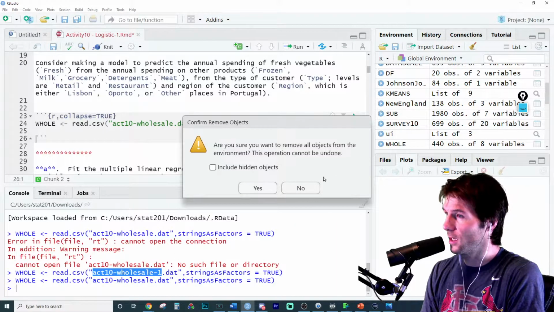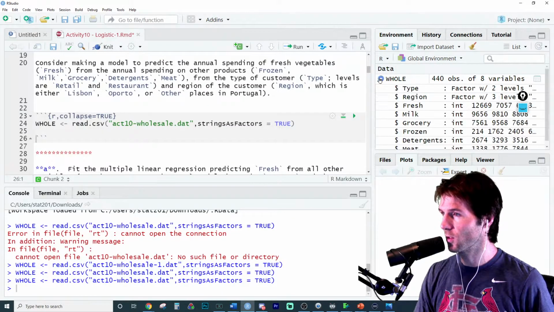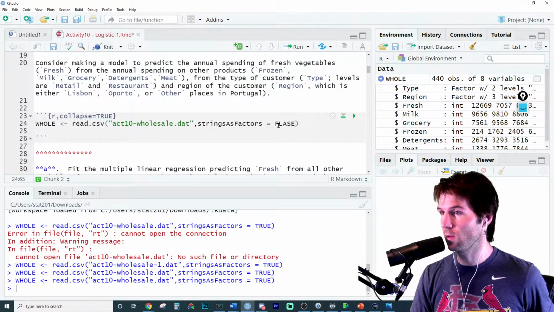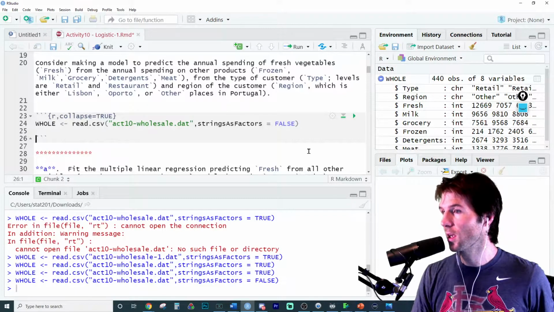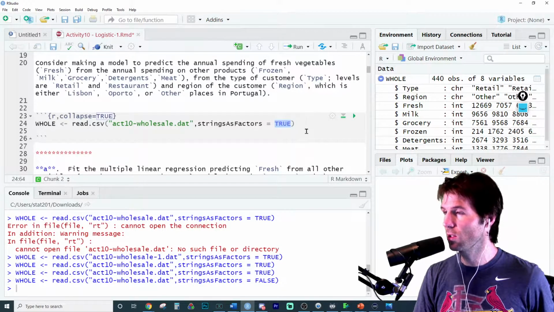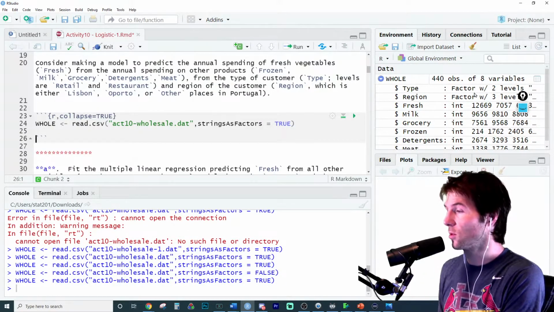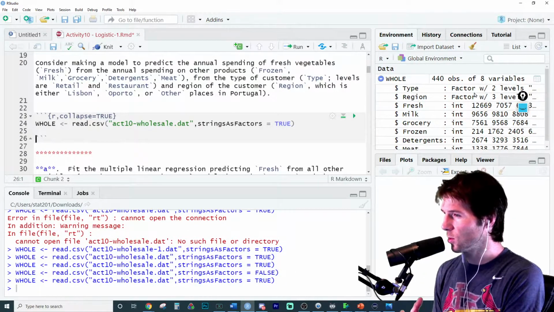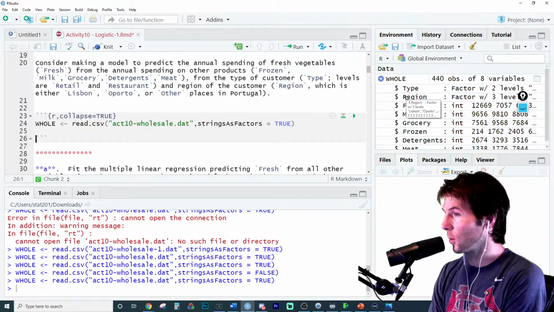Let's clear the global environment. I got tons of stuff loaded up from all the work, but let's go ahead and take a look at this data right here and see what we got. Now, the reason we're doing strings as factors is if we don't do that, you'll see it'll bring them in as strings. So watch right here. These are now characters. So the strings as factors will change it so that they're no longer characters. We're actually bringing them in as factors, which are categorical variables. So that's what that argument does right there, making sure we bring in the variables as categorical variables.